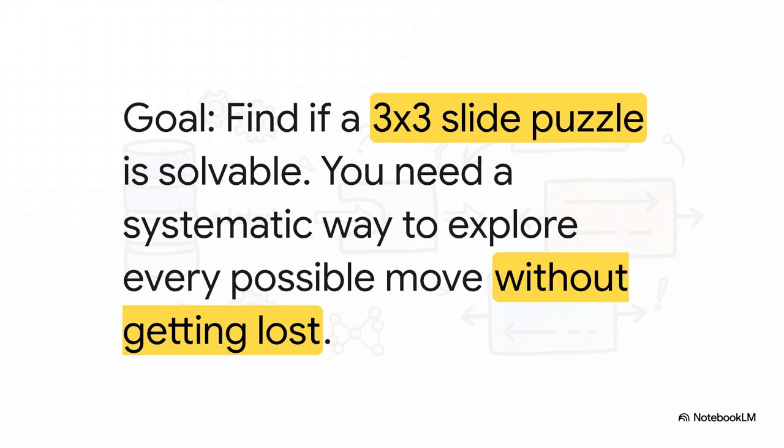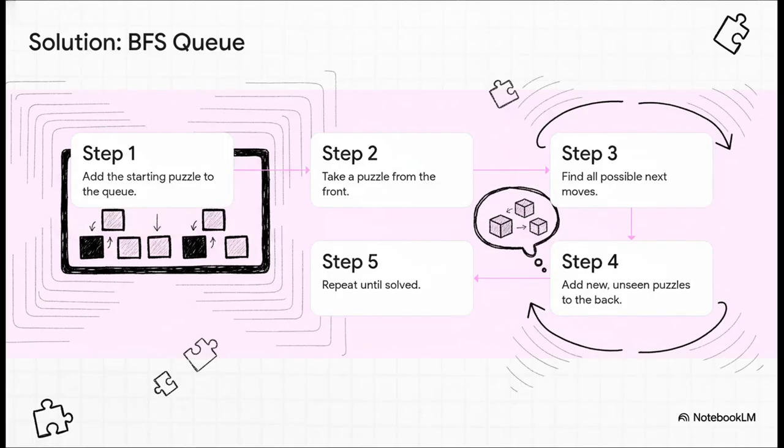You need a systematic way to explore all the possible moves you can make without just getting lost or going in circles forever. Well, this is a job that is perfect for a queue using a classic algorithm called breadth first search, or BFS. Here's the game plan. You put your starting puzzle into the queue. Then you take it out, you figure out every single possible next move, and you add all of those new puzzle states to the back of the queue.